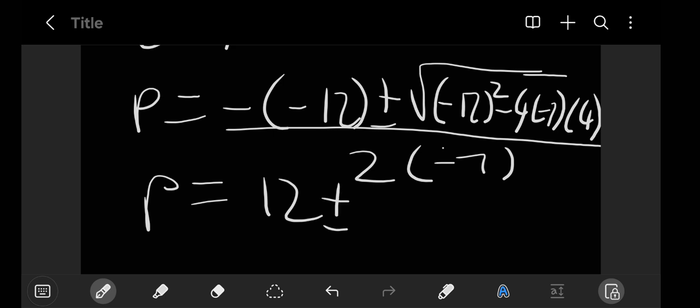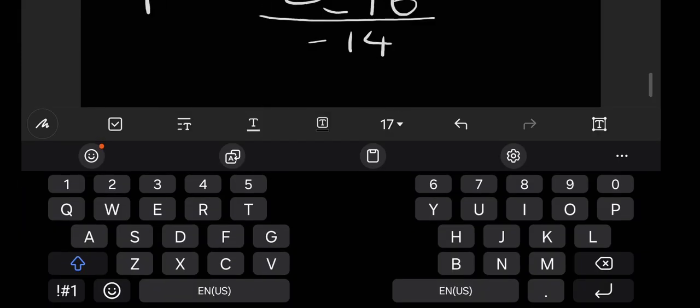Plus or minus, then we take our calculator and say negative 12 squared minus 4 times negative 7 times 4, which gives us an answer of 16. And then 2 times negative 7 is negative 14. When I tried to do it again and I saw that I got 16, I felt more confident. I thought, okay, 16 could get us somewhere. I felt confident about it.